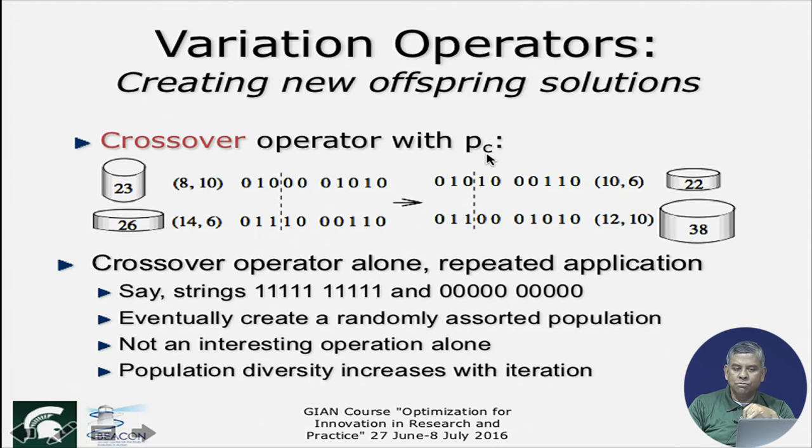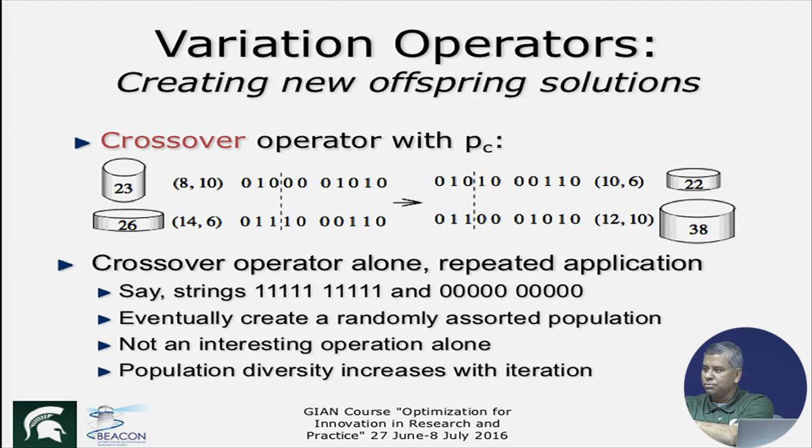No, it doesn't depend on the PC, and these two are two separate things. First thing is you flip a coin with PC. Let's say your PC is set to be 0.8, and you create a random number between 0 and 1. Say you get 0.35. Since it is less than 0.8, you will perform the crossover. If the random number was 0.92, it's greater than 0.8, so you will not do crossover. You will say, okay, I just send these two to mutation.